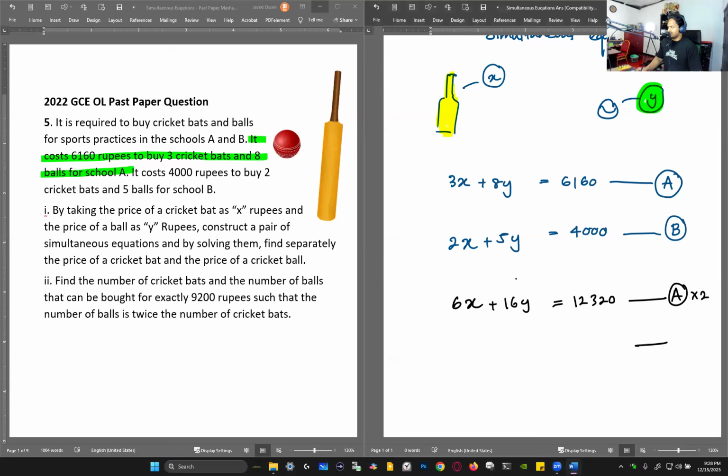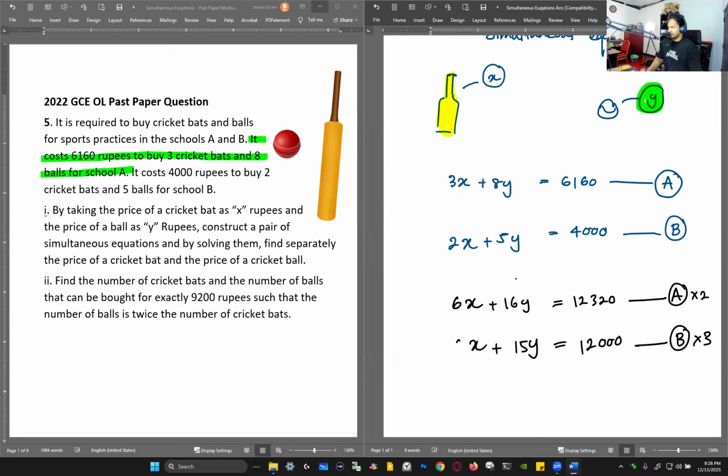Miss Fatima, I will multiply the B equation by 3. 4,000 multiplied by 3 is 12,000. That was a big number, Miss Fatima. How did you multiply it? 5y multiplied by 3 is 15y, and finally 2x multiplied by 3, Miss Fatima, 6x. Genius you are.